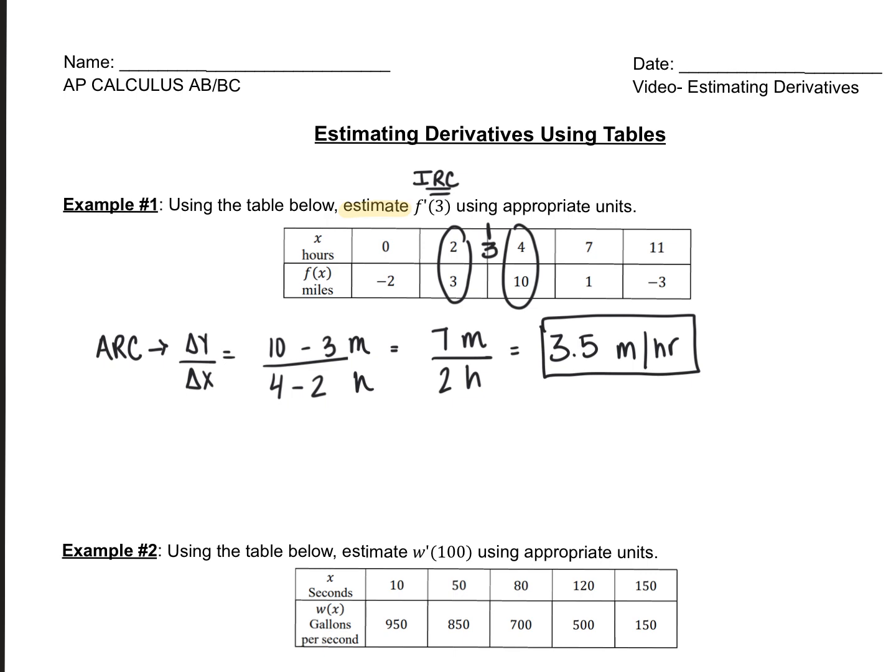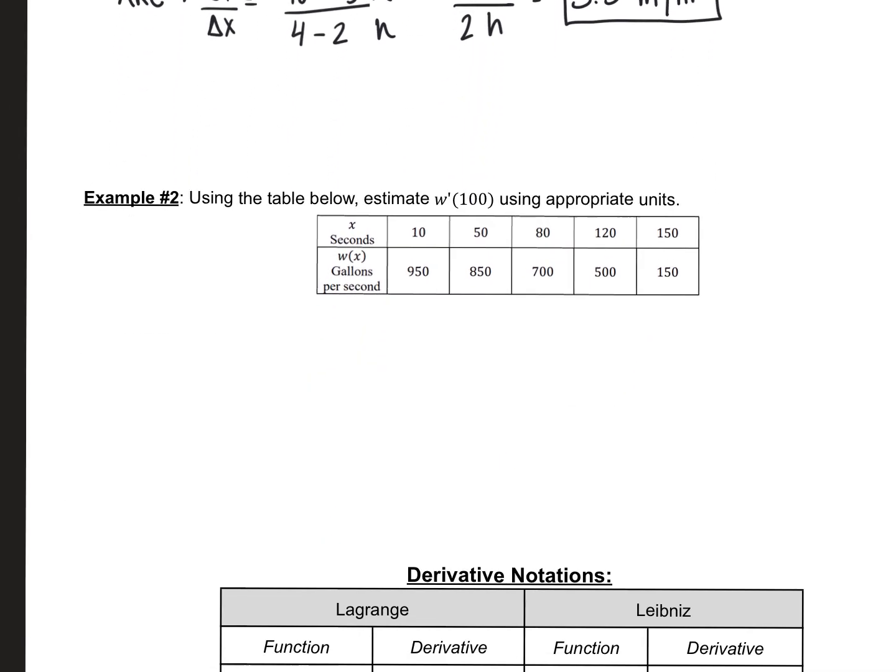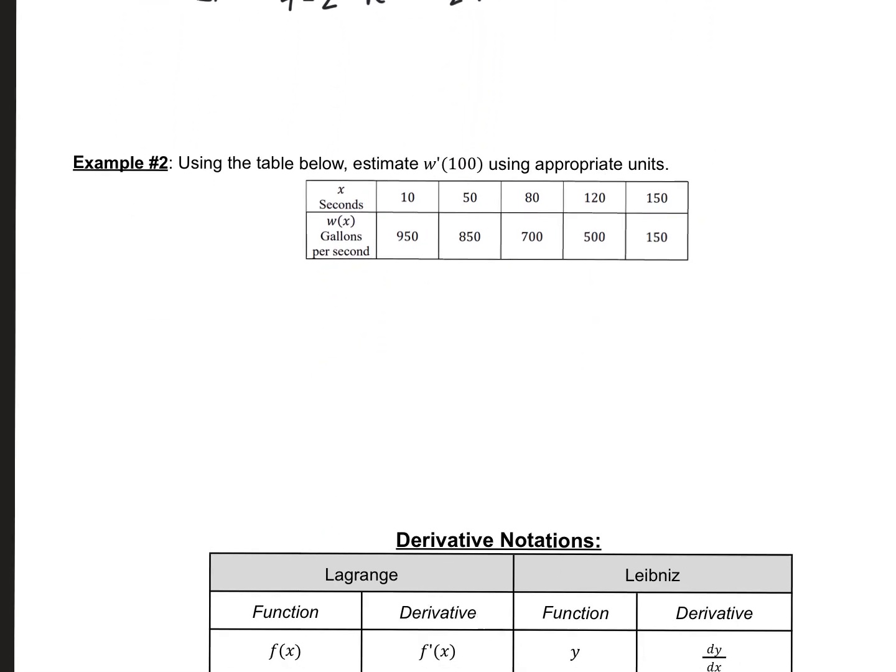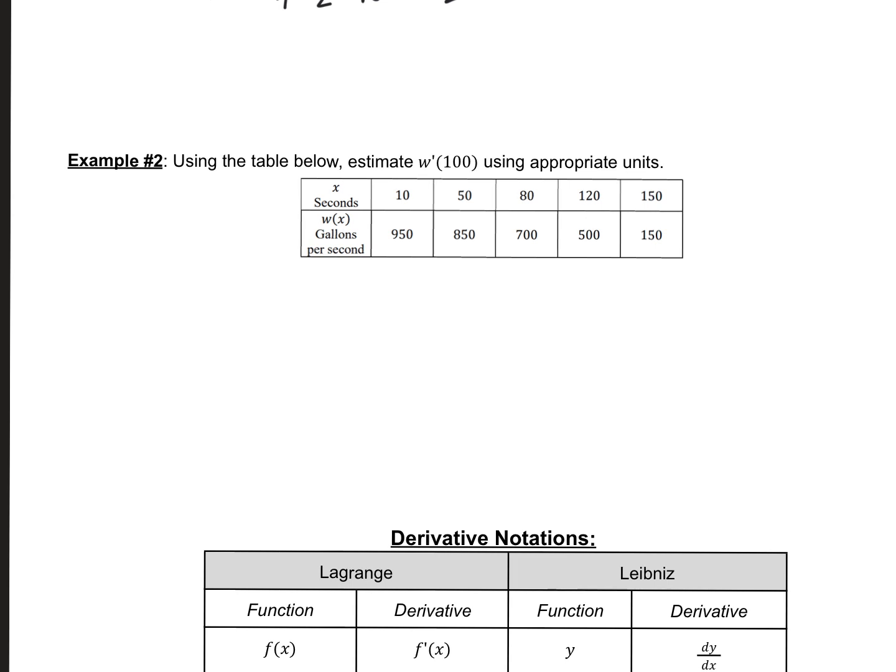Okay, let's try another example. Using the table below, estimate W prime of 100. Same scenario. This means the instantaneous rate of change at x equals 100. However, we can't find that because I don't have an equation. So we're going to use the average rate of change for the ones that are closest. I have 80 and 120 that are pretty close to 100.